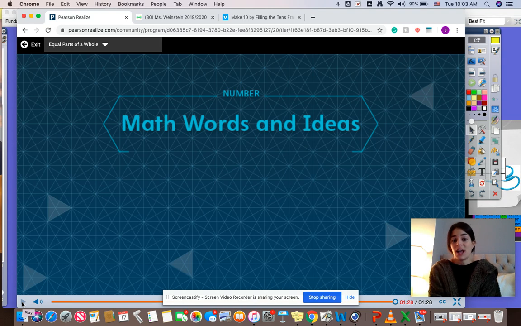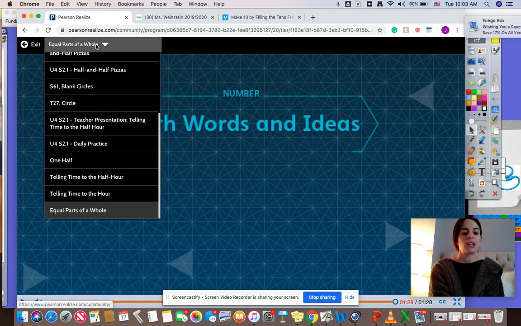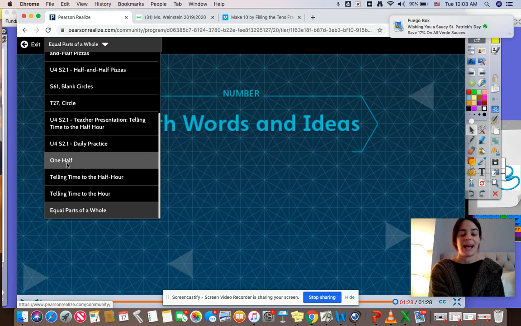Now, you can cut things into lots of parts. You can cut them into 10 equal parts. You can cut them into 5 equal parts. Today, we are going to be talking about cutting things into 2 equal parts. Those parts are called halves. So let's watch a quick video about halves.